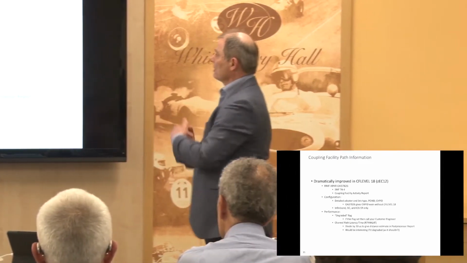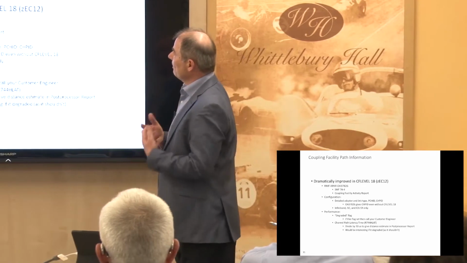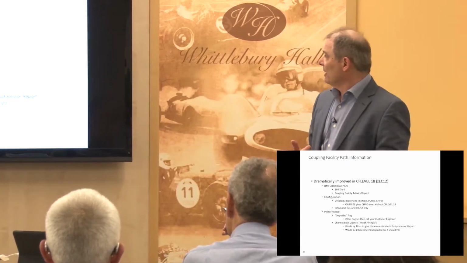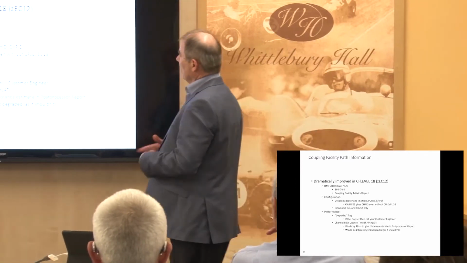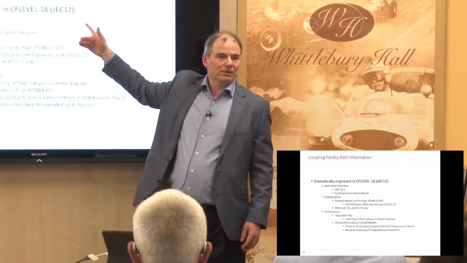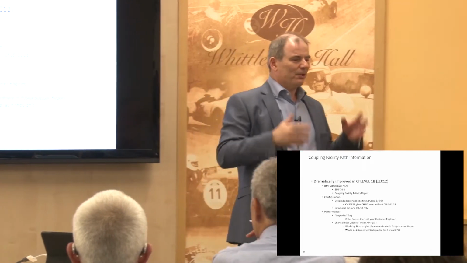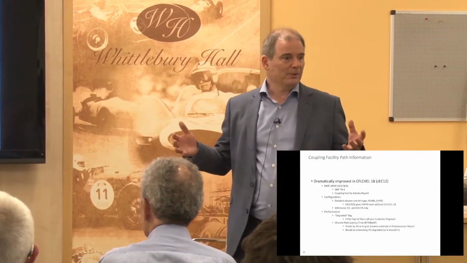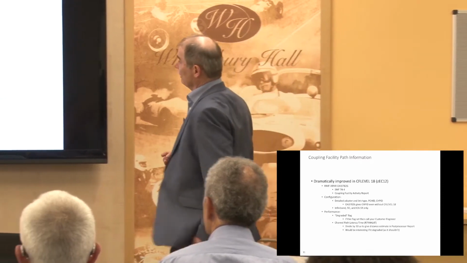Okay, so speed up a little bit. Coupling facility path information. This is a fun one. So in CF level 18, which is quite old now, this is one of those where you go, is it worthwhile banging on about this because it's two machines old? The answer is hell yeah, because people still aren't doing this and there's value in it.